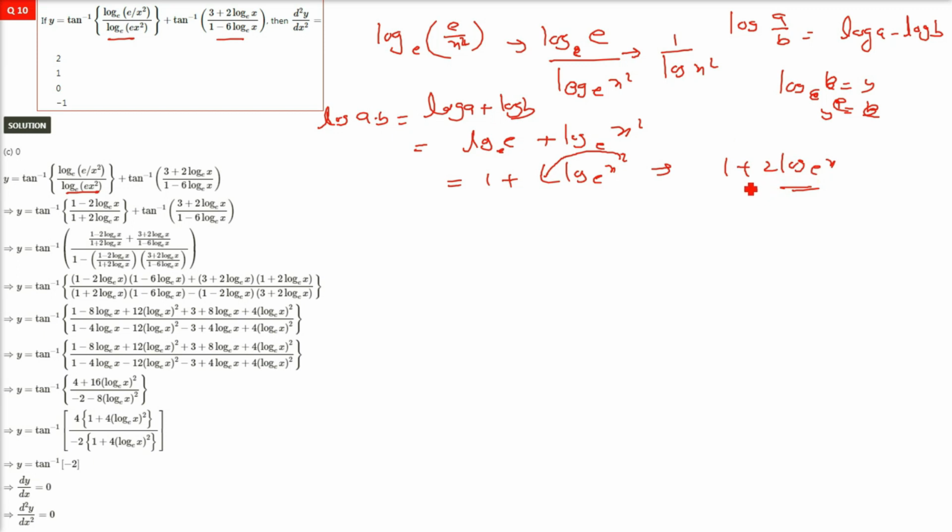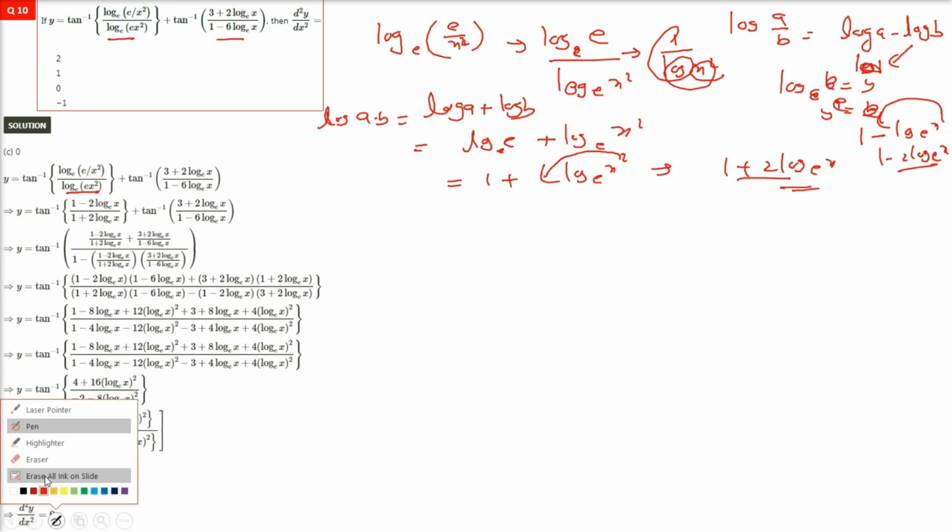So we have 1 plus 2 log x. In this case, we have already taken this 1 plus 2 log x, and that is going to be in the denominator. In the numerator, it is going to be 1 minus 2 log x. So log A minus log B, as I told you earlier also, is log of A by B. So log, the base is e, and it is 1 minus log x squared. So 2 will come in front. Okay, I hope you got the idea. This is the only thing which you need to understand in this.